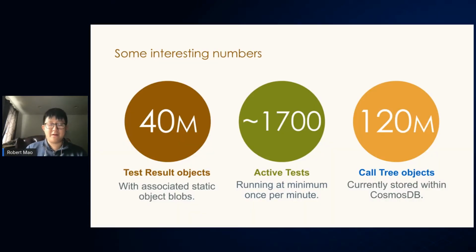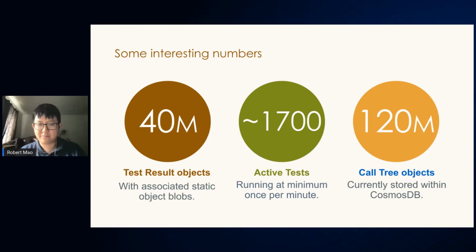So to give you an idea of what kind of scale we run at, we have approximately 40 million test result objects with associated static object blobs, things like screenshots, response headers, response bodies, and such, sitting in Cosmos DB at this time. These 40 million results are the result of about 1,700 active tests, running at minimum once per minute, but more often once every 15, 20, 30 seconds. Again, Inmon is meant for live monitoring of your service.